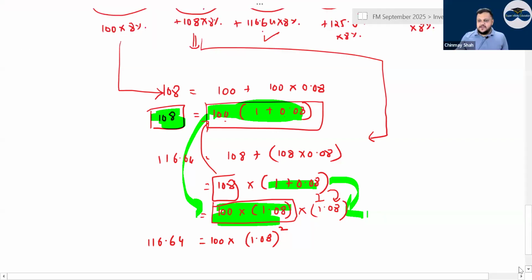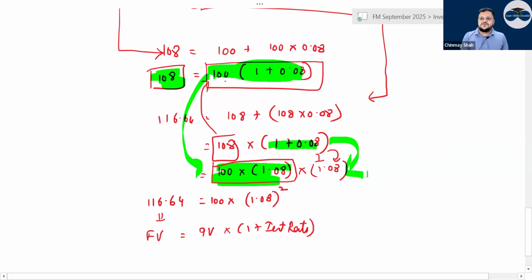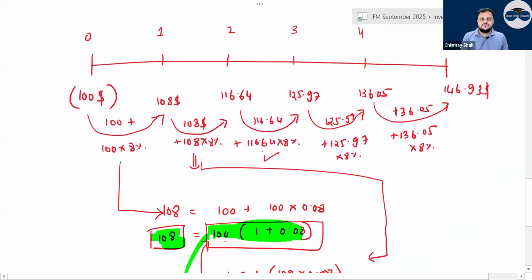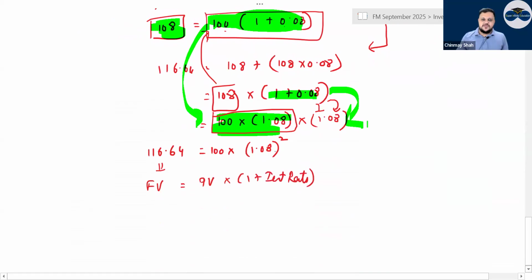Then, can I write this 116.64, right? Is nothing but what? Future value is equal to present value invested multiplied by (1 plus interest rate) raised to n. Is 116.64 the first year's future value or the second year's? Second year. So the number of years you are going ahead is n. N is equal to the number of years of investment done.